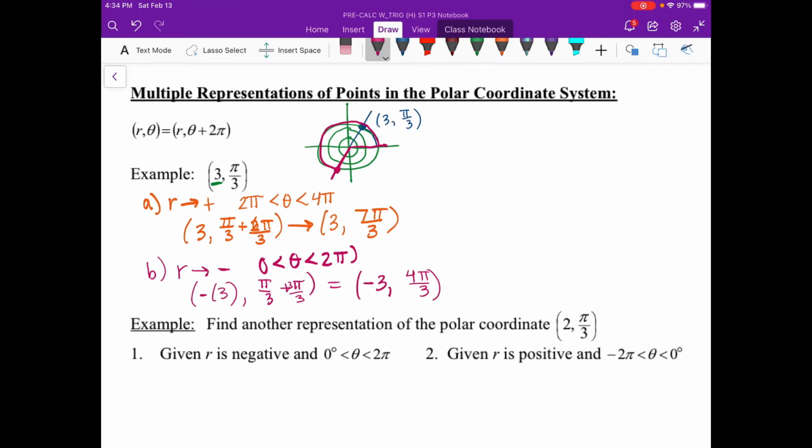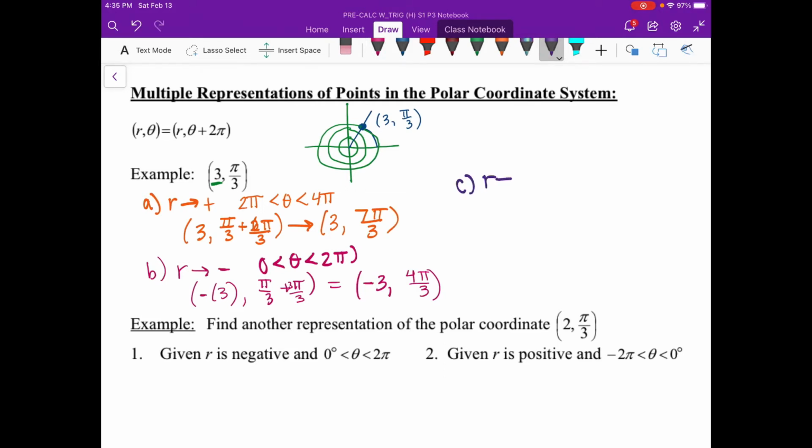And this would be a positive 3, but because it's a negative, I go the opposite direction, 1, 2, 3, and I end up exactly where I want to be. So this would be another way to write the exact same point. All right, and one more scenario here.